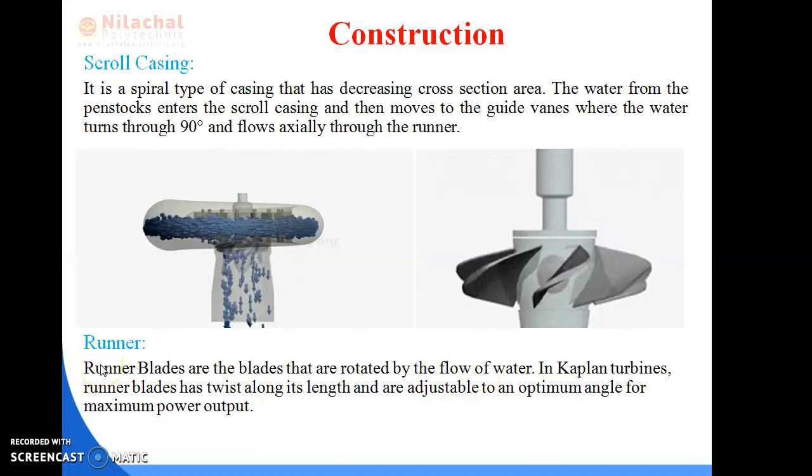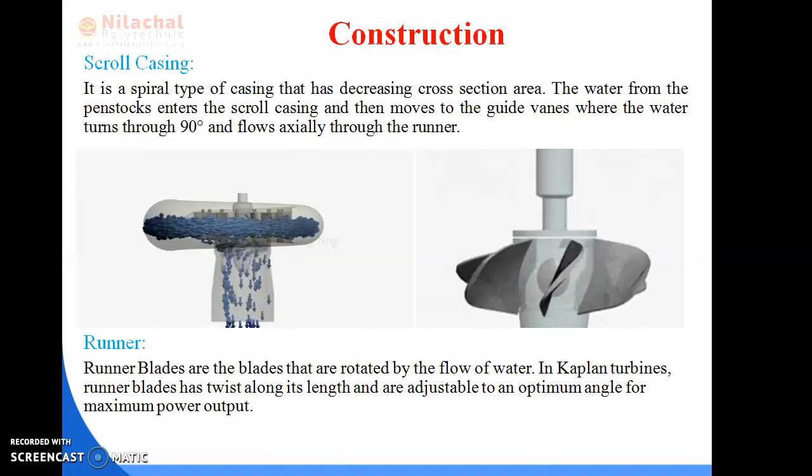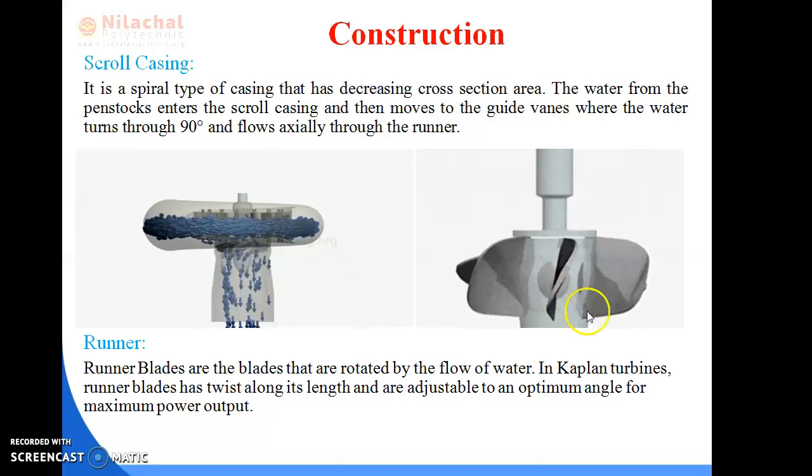Runner. This is the main part of the turbine unit, which consists of the blades. The blades are also known as vanes. Due to the movement of water upon the runner, the runner causes rotation of the turbine shaft and we get mechanical power. The runner blades are rotated by the flow of water. See, this is the animation of how the blades are rotating.